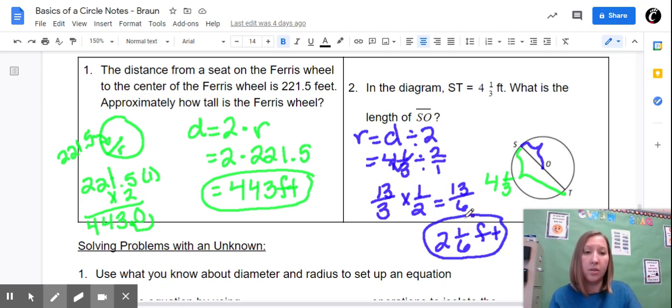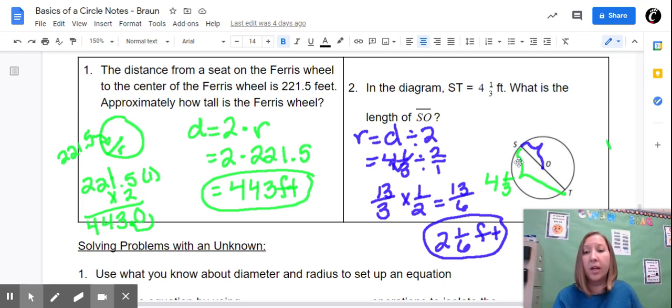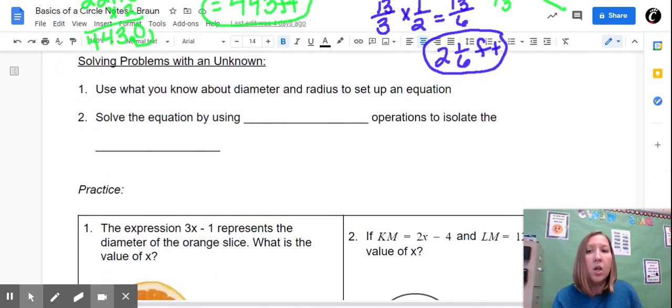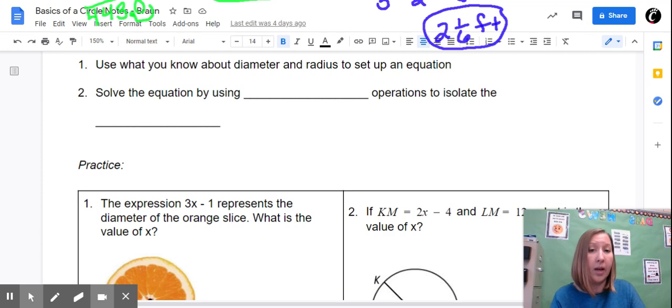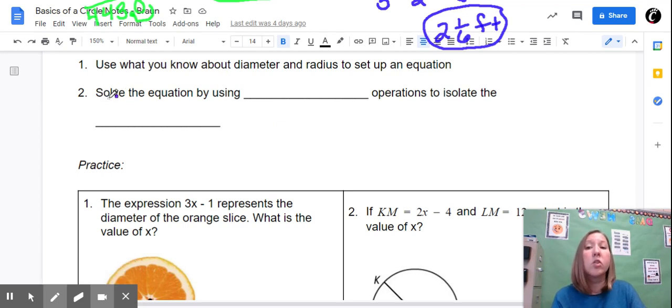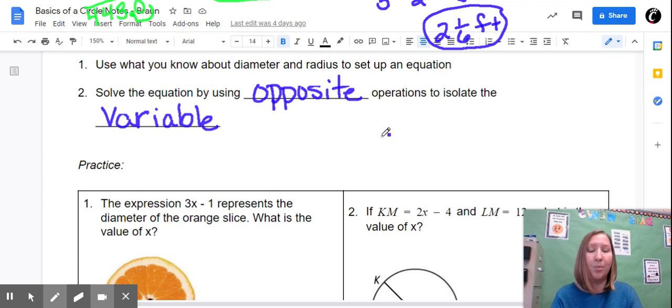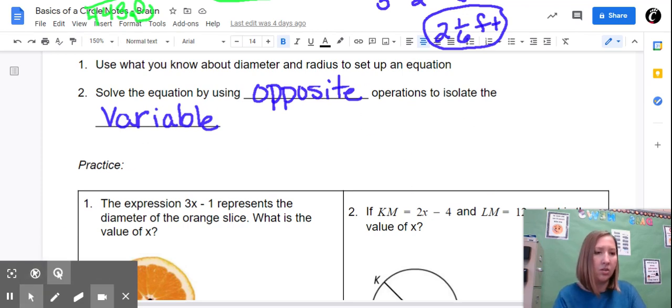All right, so now we're going to take this a little bit further and we're going to continue solving some problems. But now we're going to solve some problems with an unknown, meaning we're going to use variables. So use what you know about diameter and radius to set up an equation. And now we want to remember that we use what we know, right? We're going to solve the equation by using opposite or inverse operations to isolate the variable. All that means is I want to get my variable, a lot of times that's my x, by itself on one side of the equal sign. And to do that, we're going to use opposite operations. All right, so let's scroll down and look at these two problems.